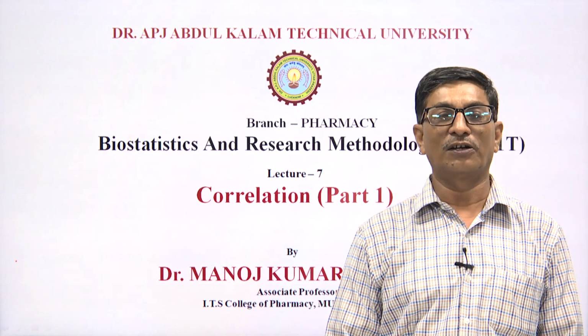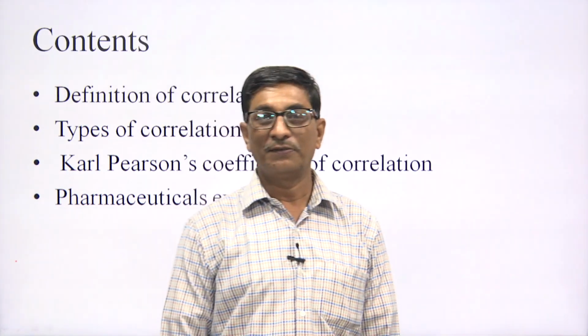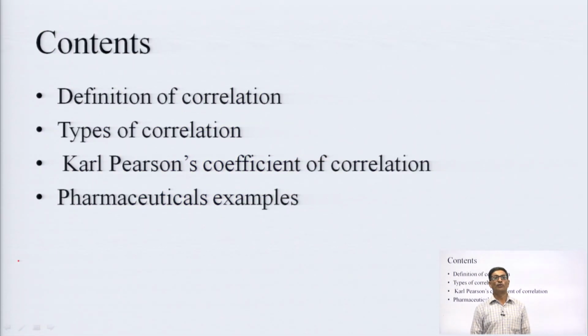This is lecture number 6 and it is the first part of the correlation. In this lecture we will cover these points. First is the definition of correlation, that means what is correlation. Then we define the types of correlation. After that we will learn about the Karl Pearson coefficient of correlation and we explain Karl Pearson coefficient of correlation with the help of a pharmaceutical example.